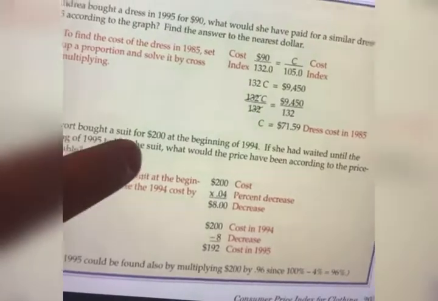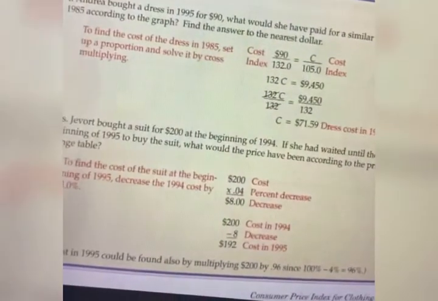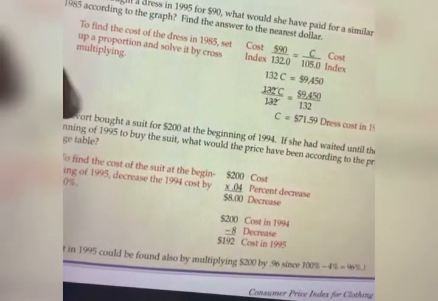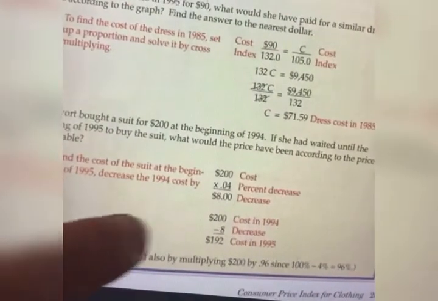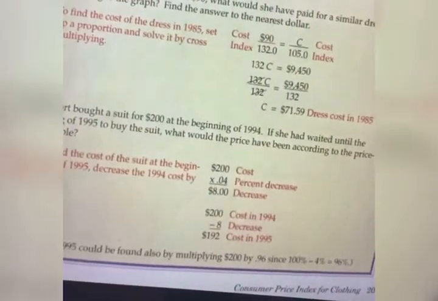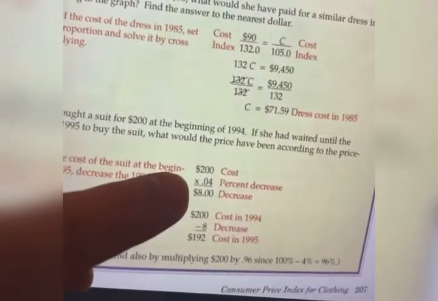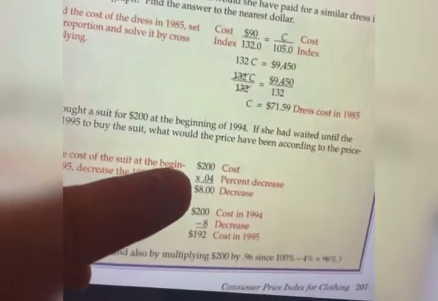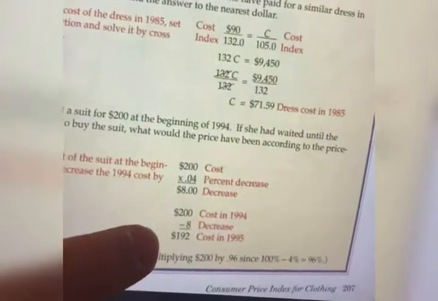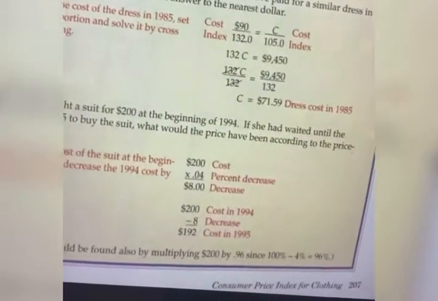You can do that a couple different ways. Remember, you can go 100% minus 4 is 96%. So you can go 200 times 0.96 and you're going to get 192. Or you can do 4%. So 200 times 4% is $8. So that means you have to decrease by $8. So 200 minus 8 is going to give you 192. So there's 2 ways to find the same answer.